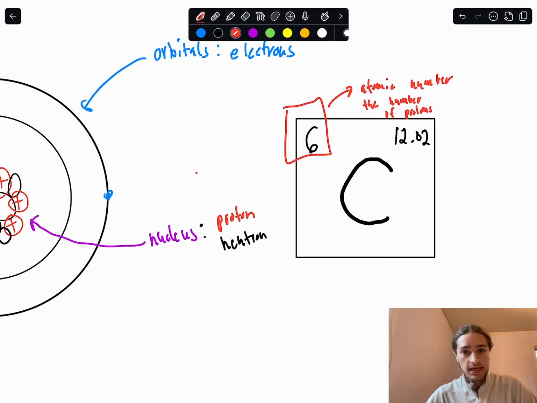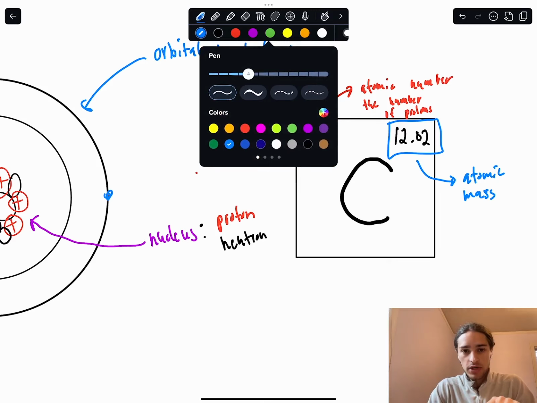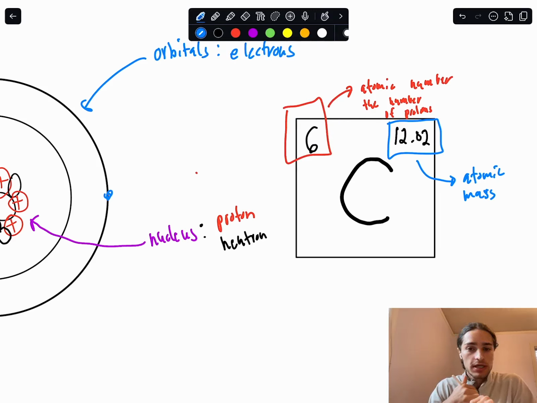Okay, so then the second number is going to be the atomic mass. And the atomic mass is the total mass of all of the subatomic particles. So adding up the masses of the proton, the neutron, and the electron. And so that's where the mass that I mentioned earlier comes in. So we said that protons and neutrons have a mass of 1 gram per mole, and electrons have a negligible mass. So really, the atomic mass tells you the total number of protons and neutrons.